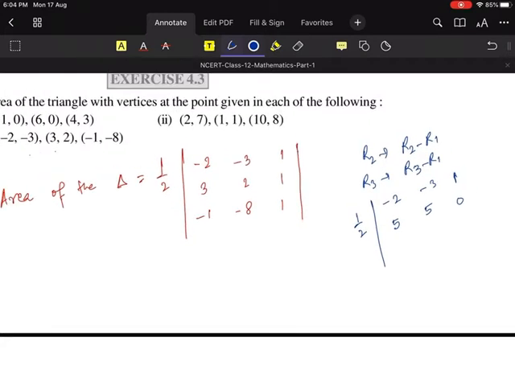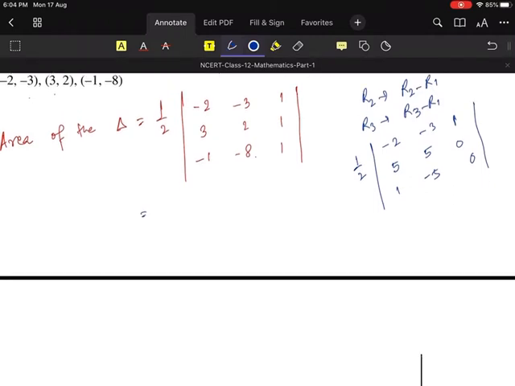Then minus 1 minus of minus 2. That is plus 1. Yes or no? Yes, minus 8 minus of minus 3. So minus 8 plus 3 is what? Minus 5? Yes or no? So I get half of, just write this in here, minus 2, minus 3, 1, 5, 5, 0, 1, minus 5, 0. So write in bracket, by elementary row operations.